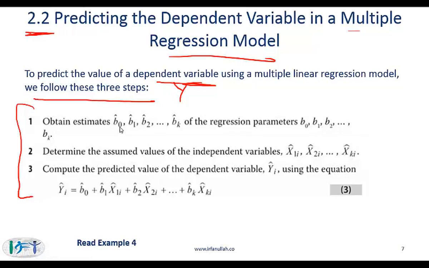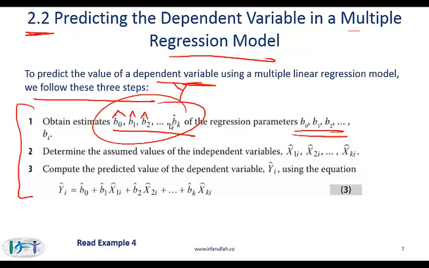We've just done this. We obtained estimates of B0 hat, B1 hat. What does the hat mean? That these are estimates. They are the estimated values. And the regression parameters are B0, B1. So when we do the regression, we get the estimate of the parameter values. Where does this come from? The regression software gives this to us, and we just saw these numbers.